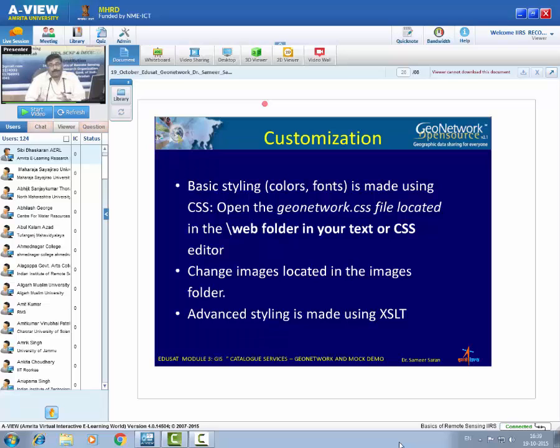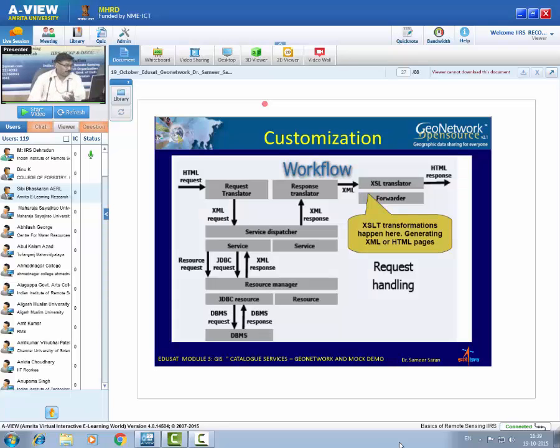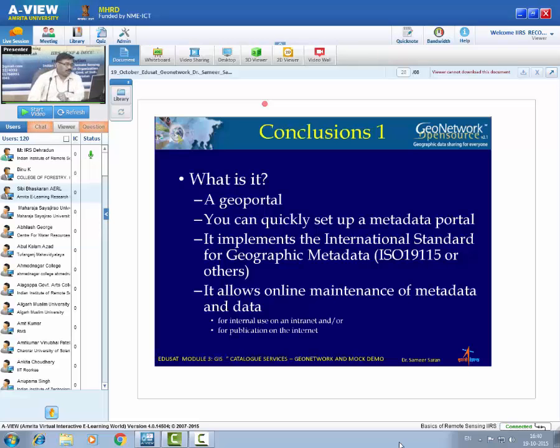For customization, there is also a CSS file, and you can customize it as per your requirement. You can change the images, you can change the entire look and feel of GeoNetwork. And there, the entire XML request is converted into HTML. For that transformation, it uses XSLT in order to give a better result for the user.